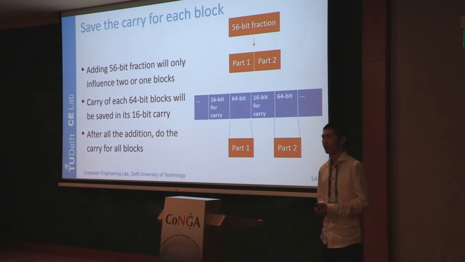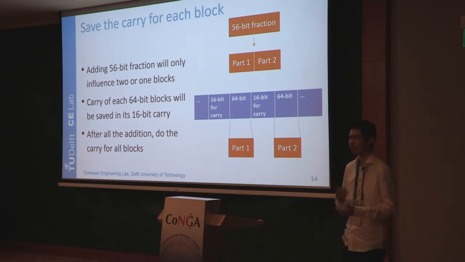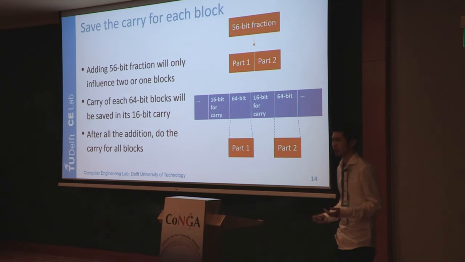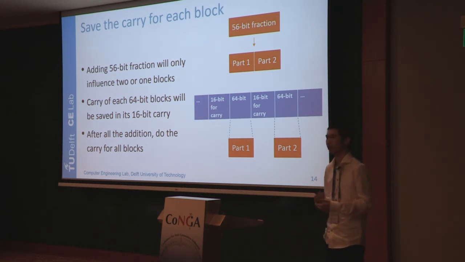Well, if I do a multiplication of 2 positive numbers, the result will be a 56-bit fraction. And if I add this fraction to the quire register, only 1 or 2 blocks will be influenced. So first I cut it into 2 parts, and then I add the 2 parts of the fraction into 2 adjacent blocks. And if some carry happens in this process, the carry will be saved in the carry block. It will not be processed immediately.